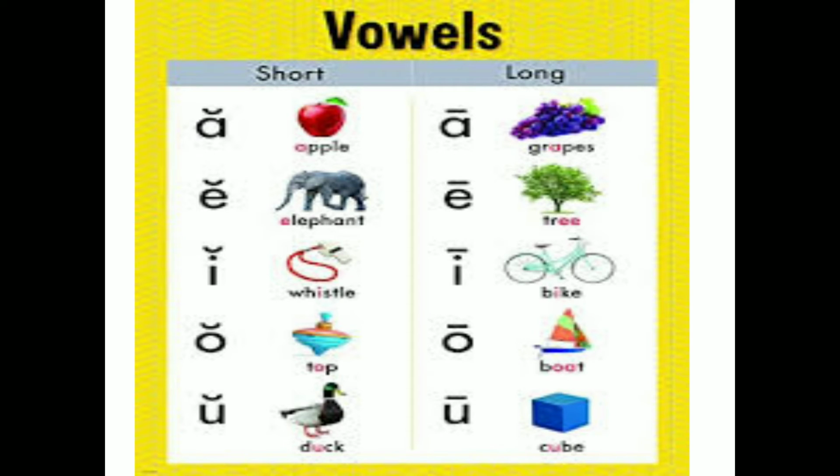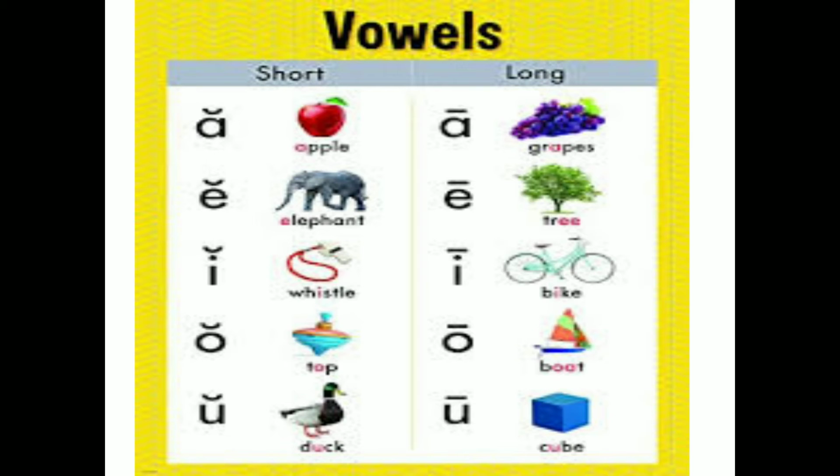E for elephant, and in this E for tree we are stretching the letter E. I whistle, bike. O top, boat, U duck, queue. Okay, you understand the short and long vowels. In short, the sounds will be short, apple, and in long we have to stretch, grapes.